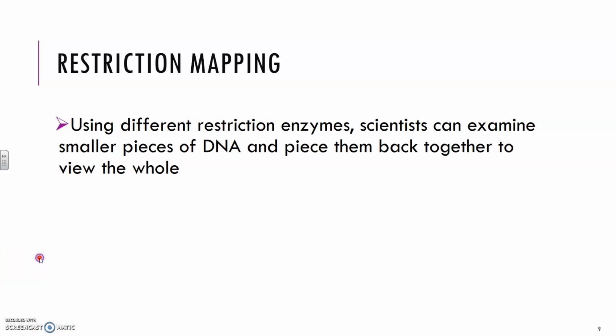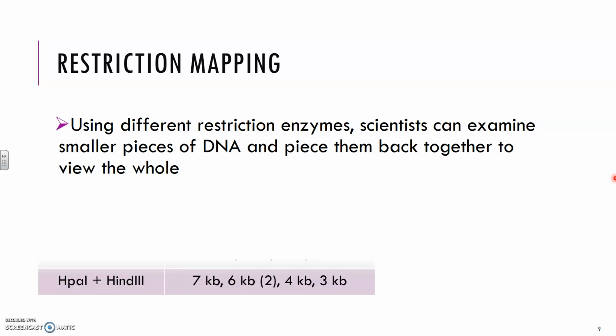So by using a different combination of restriction enzymes, scientists can actually examine smaller pieces of DNA and then slowly piece them back together to view the whole. This is especially useful with bacterial DNA, which is actually circular. So that's what we're going to be looking at here.